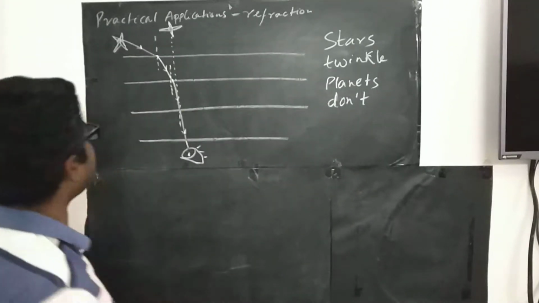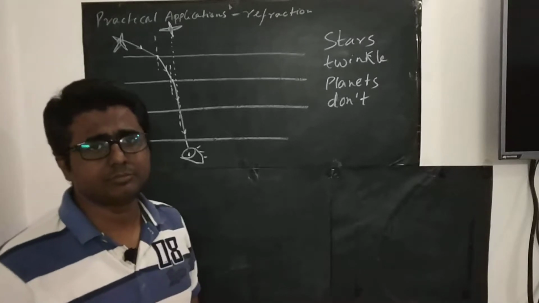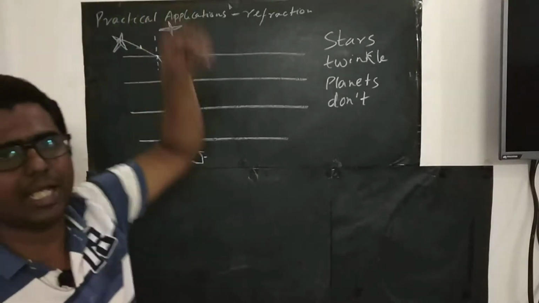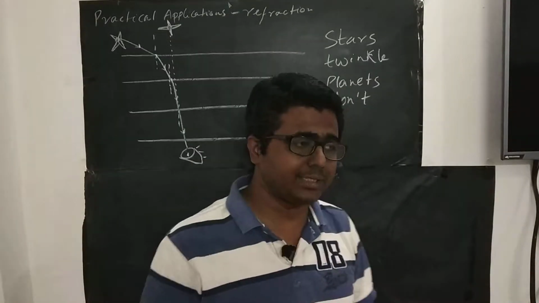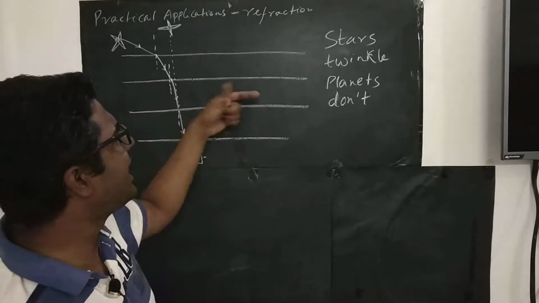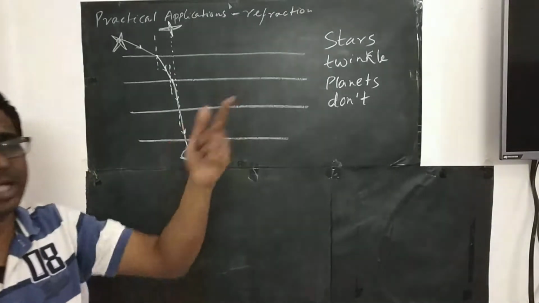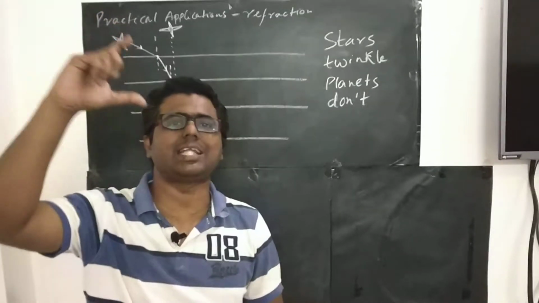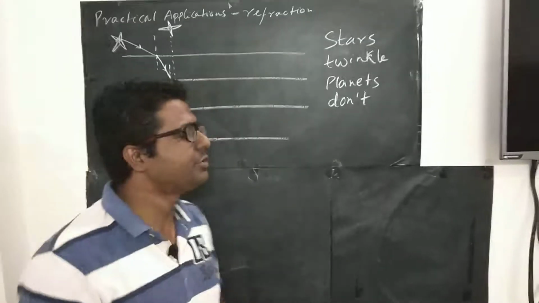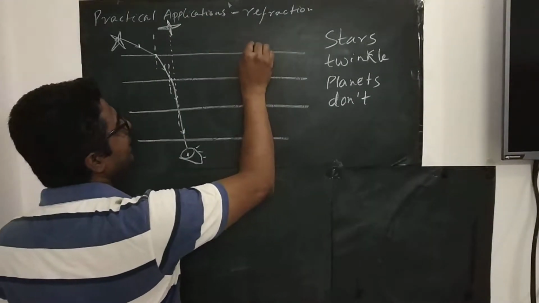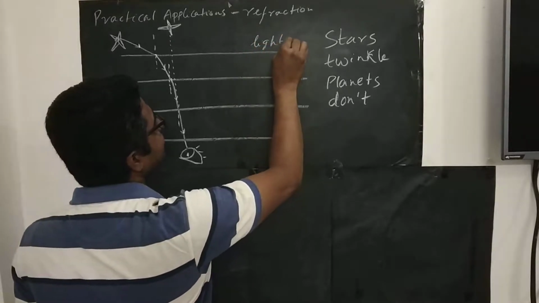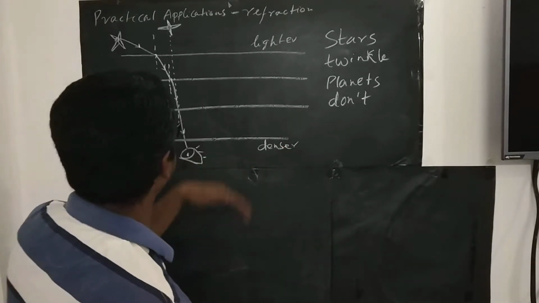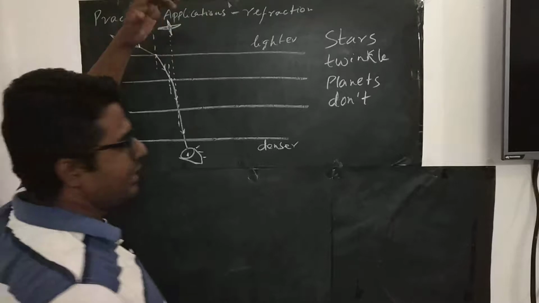Now these stars are very far away from our eyesight. The distance between the star and us is very large. As the distance is very far, there are many layers of atmosphere lying between the star and myself. As there are many layers of atmosphere, there is a change in the density of the air in those layers. As we go up, it becomes lighter, that is less dense. This is the most dense part in the total layers of the atmosphere.